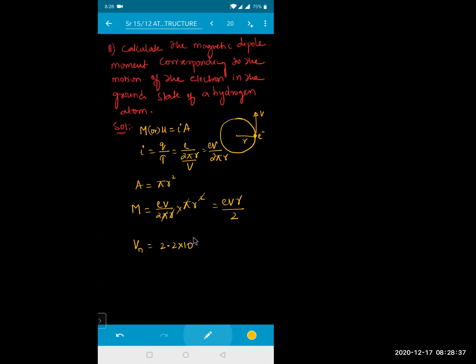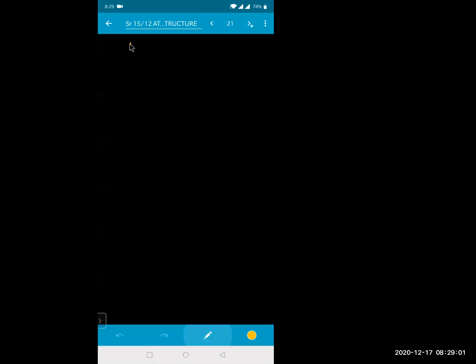2.2 into 10 to the power of 6 Z by n meters per second. And the radius of the nth orbit, you already know, is 0.53 into n square divided by Z angstroms, or else 0.53 into 10 to the power of minus 10 into n square divided by Z meters. Now for a hydrogen-like atom, for hydrogen, Z is equal to 1, n is equal to 1, ground state.